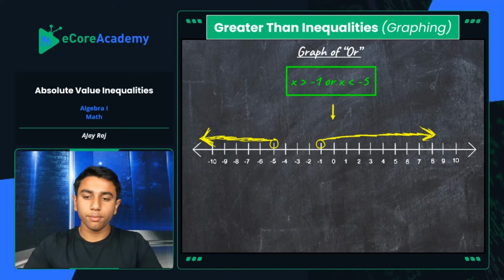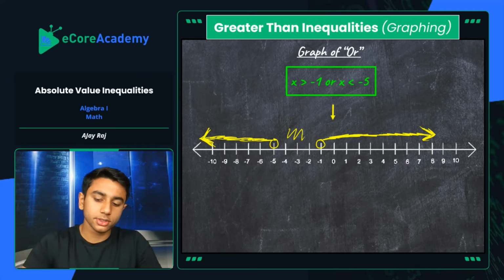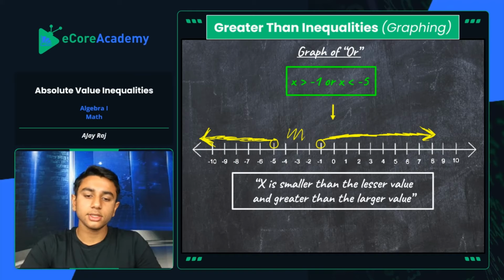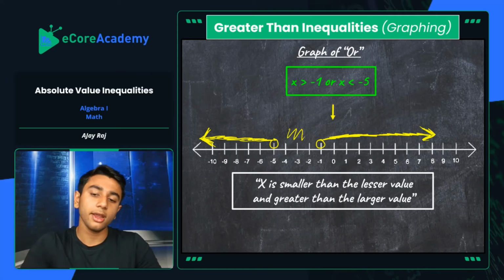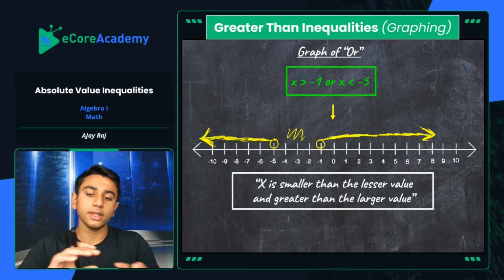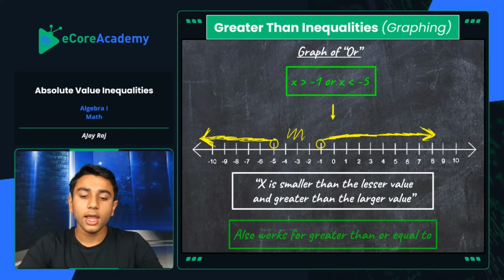All right, so now that we have our two graphs here, you can see this is clearly an OR compound inequality. There is a clear gap in between here that doesn't show a fluid graph, and they go in opposite directions. And just an easy way to keep this in mind theoretically, so you don't actually have to memorize it: x is smaller than the lesser value, so it's always going towards the left infinitely, and it's greater than the largest value, so it's always going to the right infinitely, and they're never going to really converge. It's always going to be that small gap or large gap in the middle. And this also works for greater than or equal to inequalities, just like your less than inequalities. Always works.